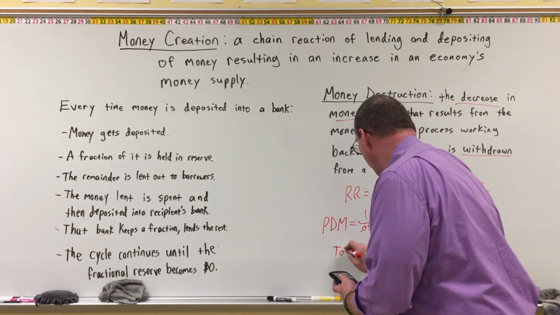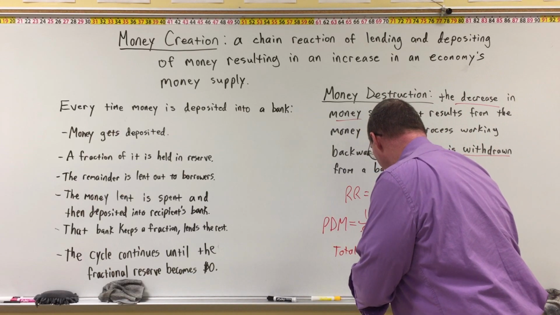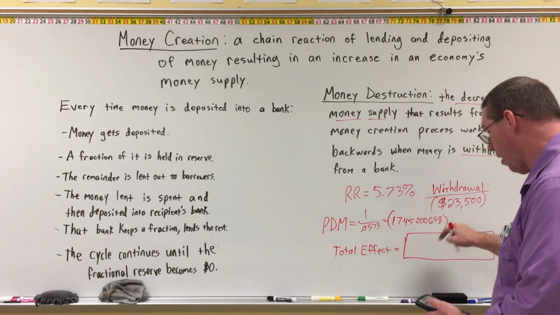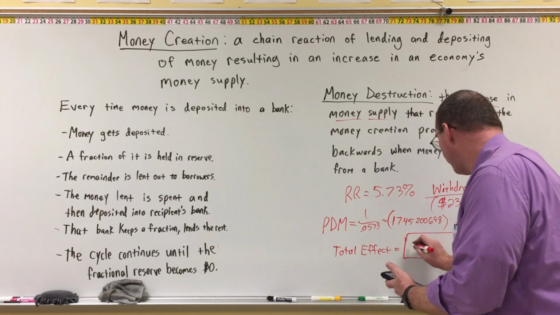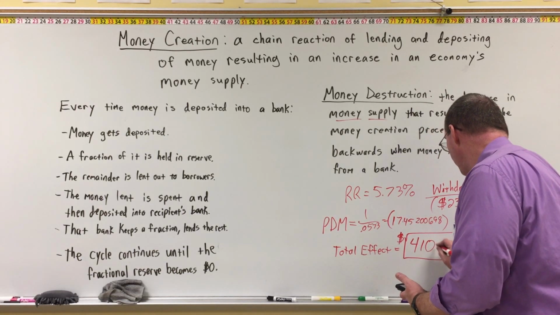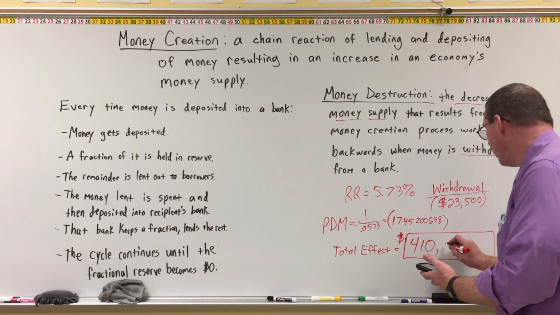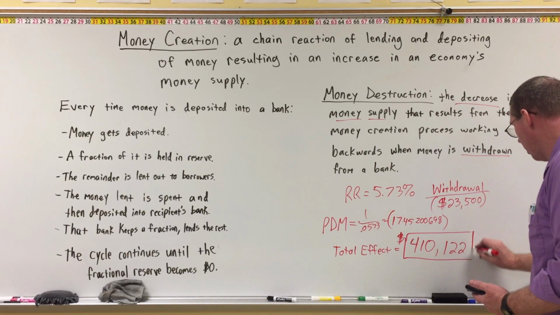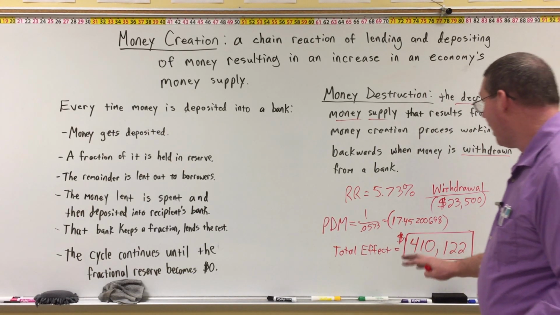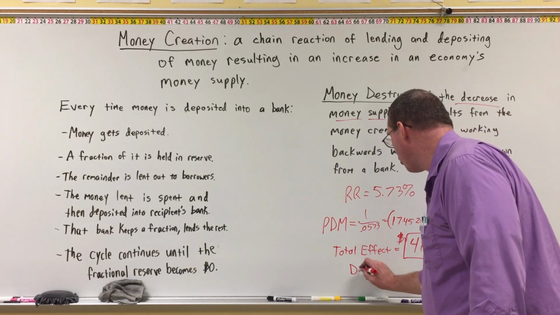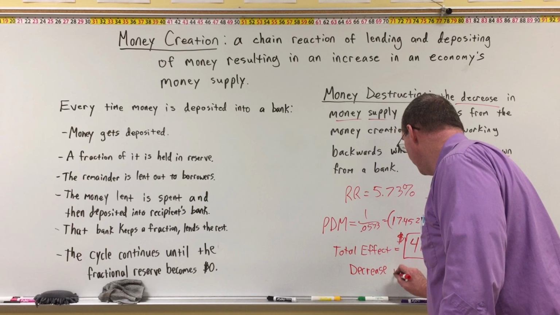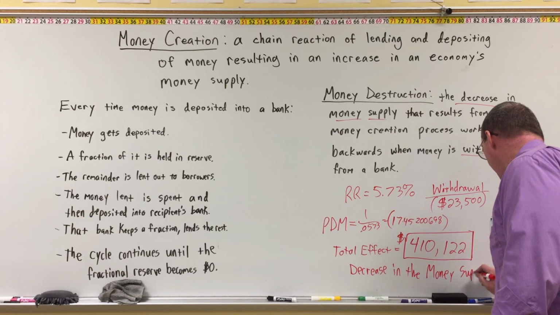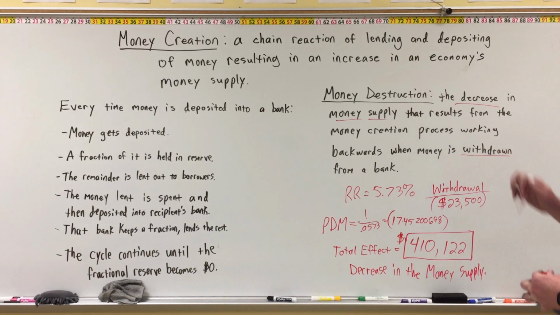And so the total effect, the number that we're going to put into the box, is going to be, now remember, we don't round this number, but we can round the answer. It's going to be $410,122. There's probably a dollar sign out here. We're rounding it to the nearest dollar. We're not going to put the pennies in. Okay? And so this is what it would look like if there was a box that you had to enter the number in. And understand, this total effect, this is a decrease because of money destruction. Decrease in the money supply. And that is the money destruction process.